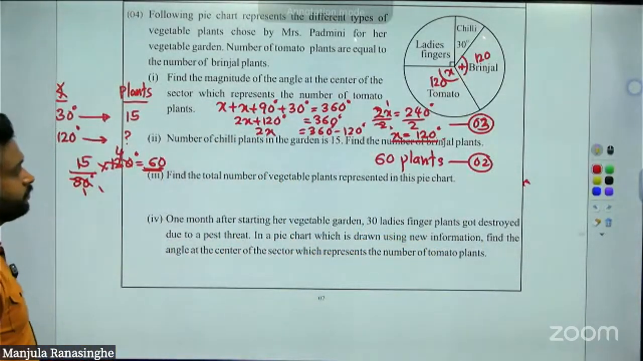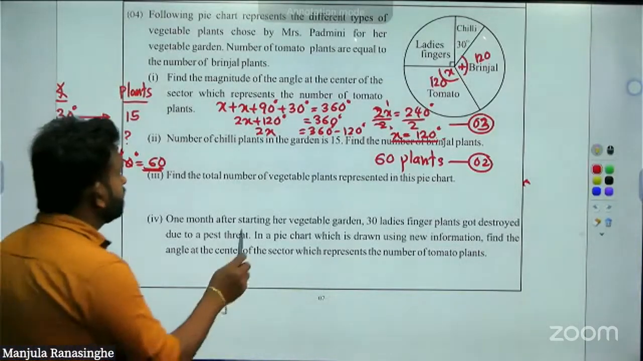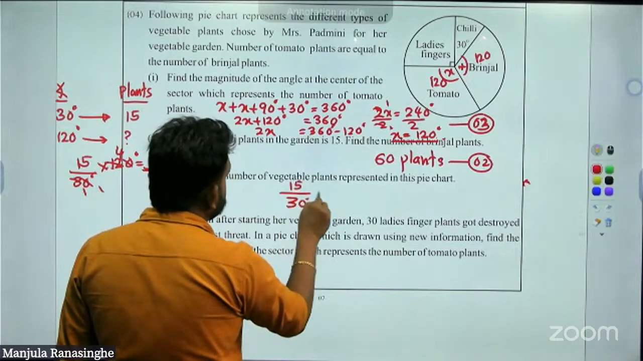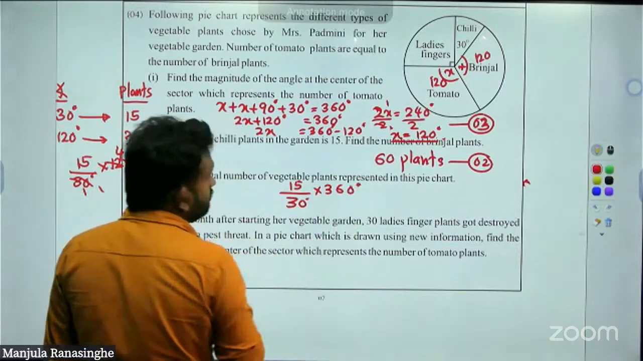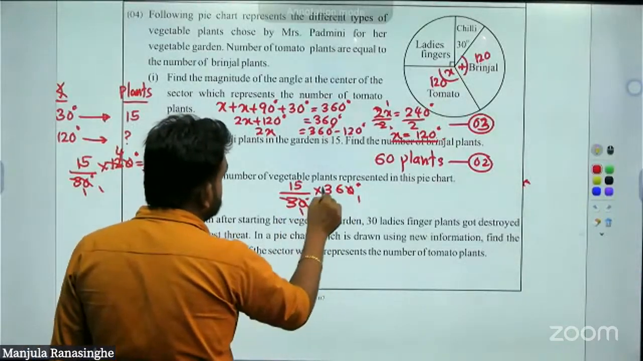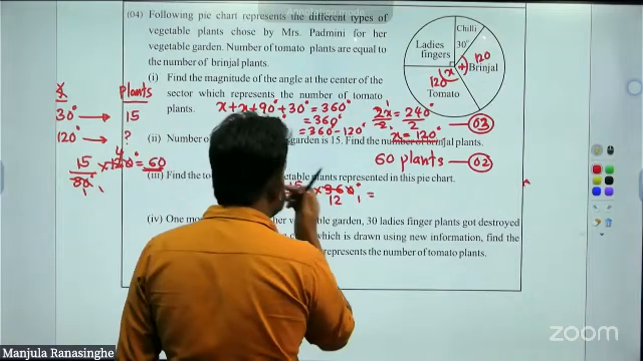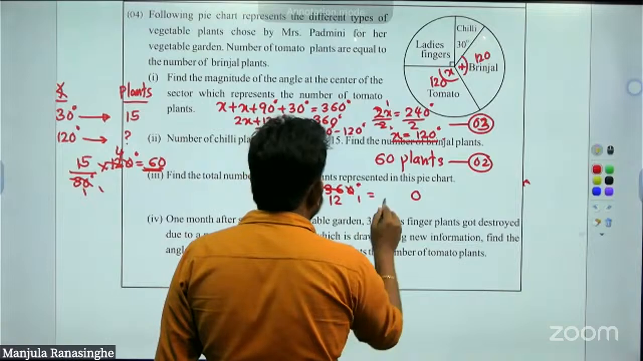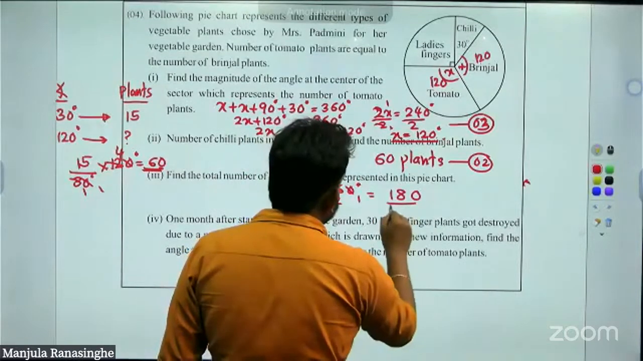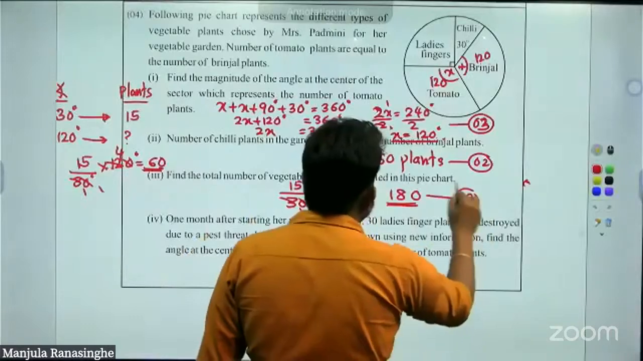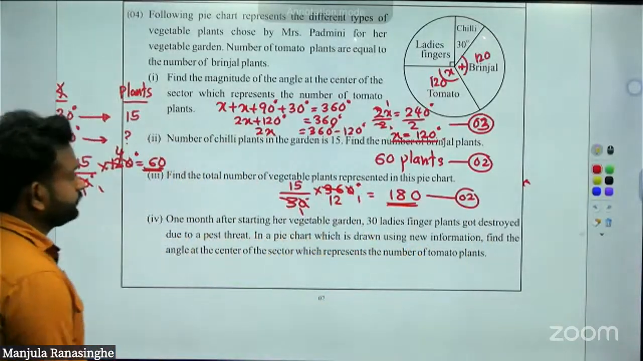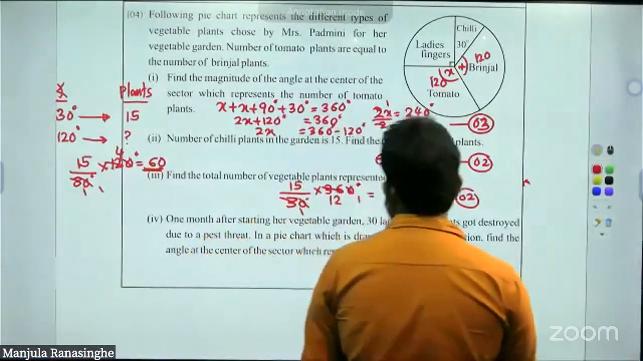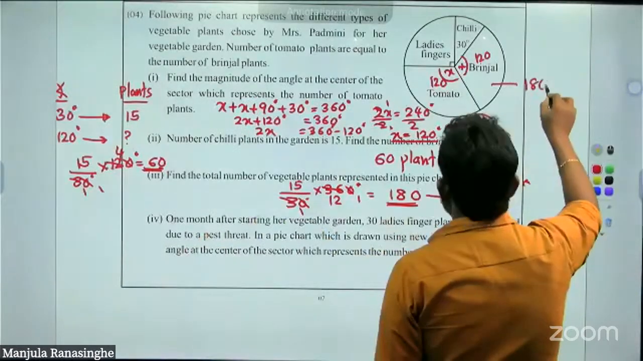Then find the total number of vegetable plants represented here. We can take it the same way. 30 degrees means 15 plants. If that's so, 360 means how much? So 0, 0 cancel, 3 into 1, 3 into 12. Then 12 into 15 gives 180. That is having 2 marks there. Okay, that means the total number of vegetable plants was 180 plants.